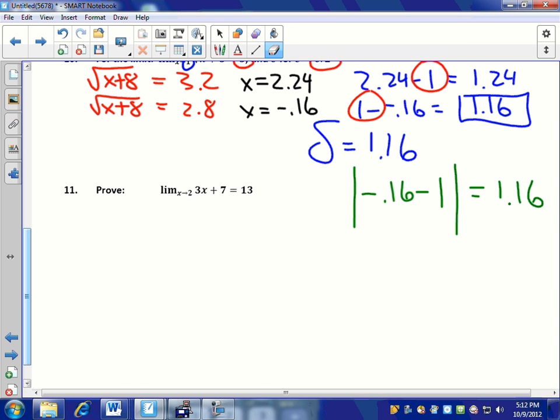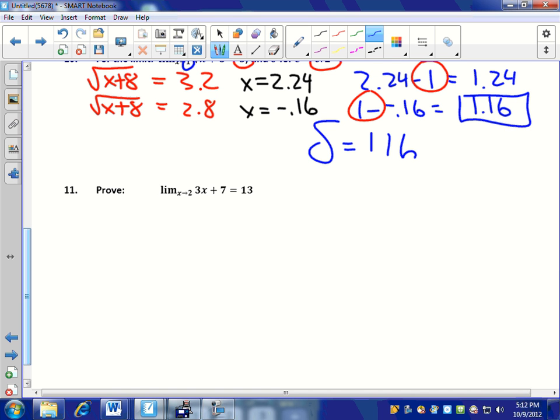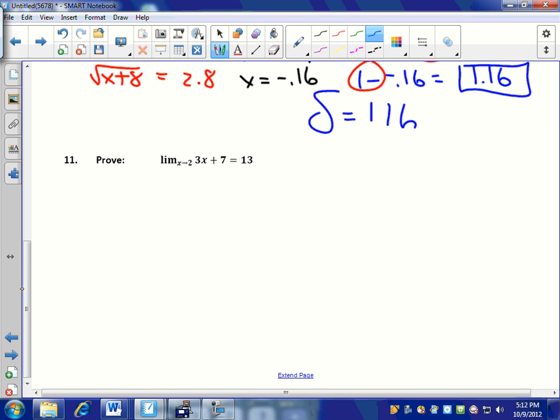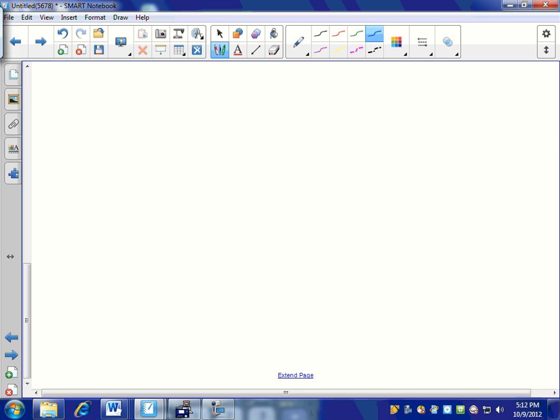Okay, last problem, prove. So prove that the limit as x approaches 2 of 3x plus 7 is equal to 13. You know that that's true because you can use substitution. But we must use the precise definition of the limit. So we will.